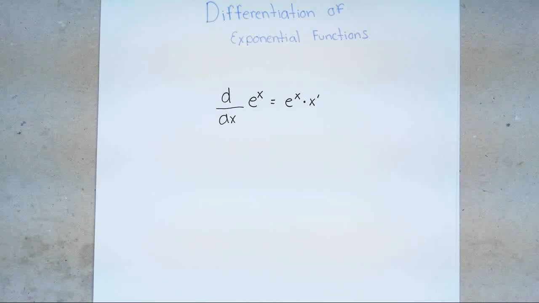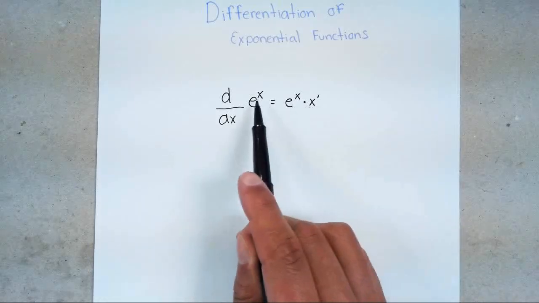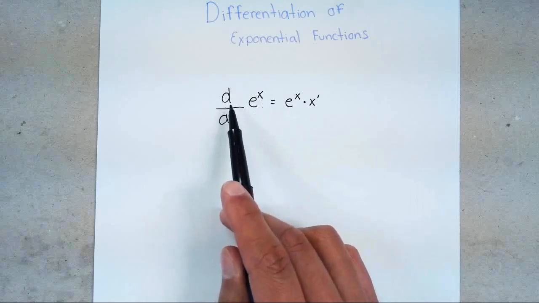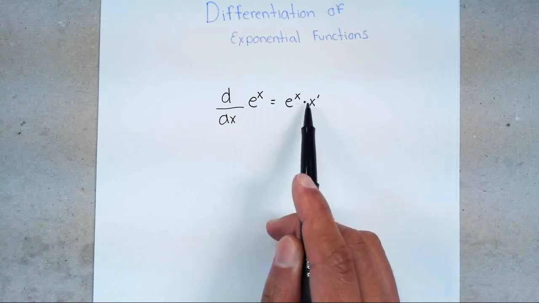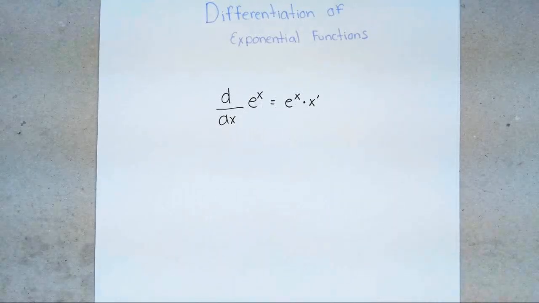The derivative of e to the x is exactly e to the x times the derivative of whatever the exponent is. So once again, whenever you have to find the derivative of e to the x, it's literally e to the x times the derivative of whatever the exponent is. Alright, let's go ahead and do a couple problems.